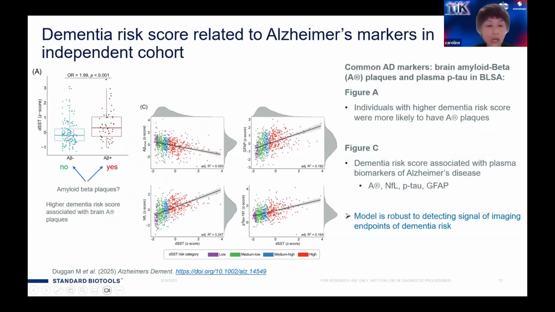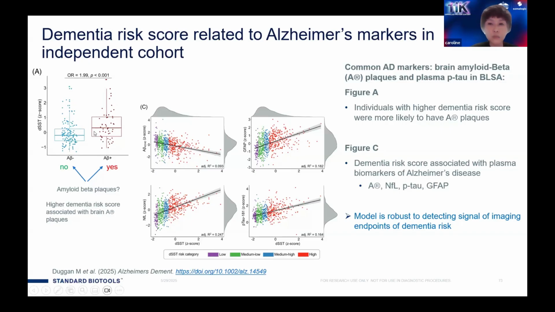Then looking at the risk prediction versus the commonly used Alzheimer's disease markers, such as looking at brain amyloid beta plaque, as well as the commonly used plasma markers such as GFAP, p-tau, as well as NFL.